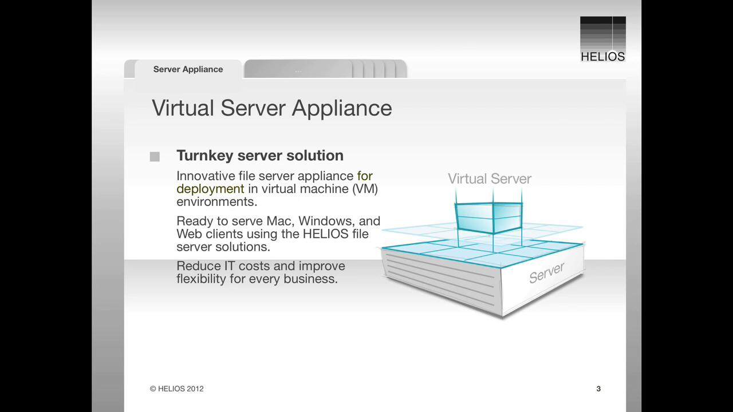Basically, this is a ready-to-go image to be deployed in all major virtualization solutions: Xen, Hyper-V, VMware Server, you name it. All the major players are supported, and the whole idea behind this product is that we have a ready-to-go solution, including the Helios file server solutions for Mac, Windows, and web, including a Linux operating system supported by Helios. And this is a big deal because customers receive a turnkey solution and save a lot of money using it.